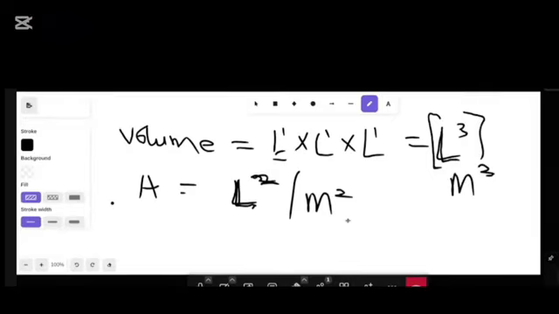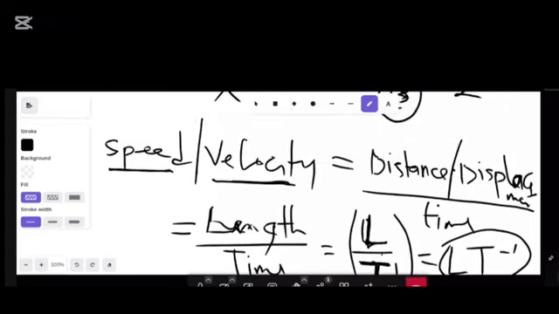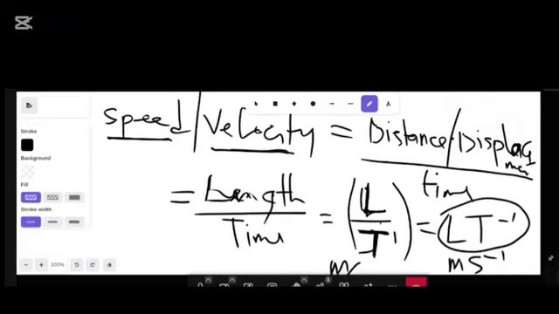I believe you were able to listen to the distinction between acceleration and motion. Motion means change in position of a particle, and then acceleration is change in velocity. Speed and velocity are similar. It's just that speed is distance over time, while velocity is displacement over time. That's why I slashed it.